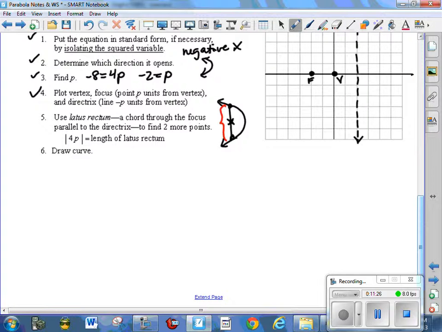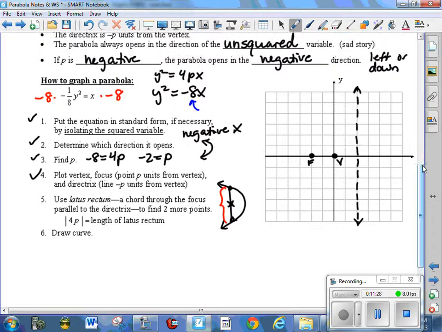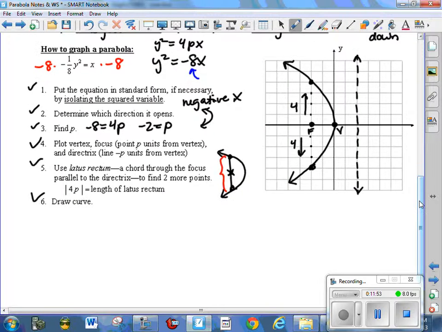So that means if it's 8 units long, I would go 4 from the vertex. I'm sorry, 4 from the focus. 1, 2, 3, 4. 4 units up, 4 units down. And those are 2 more points on the parabola. Now we can verify and then draw the curve. We can verify that those points are on there. Let's look at these points here. This is the point -2, 4, and -2, -4.